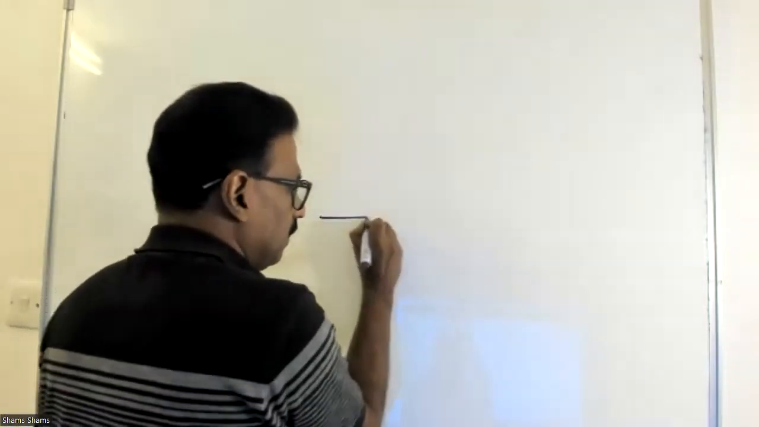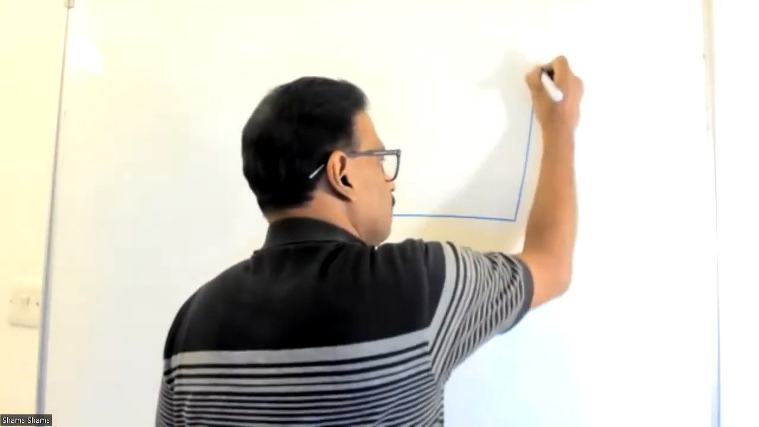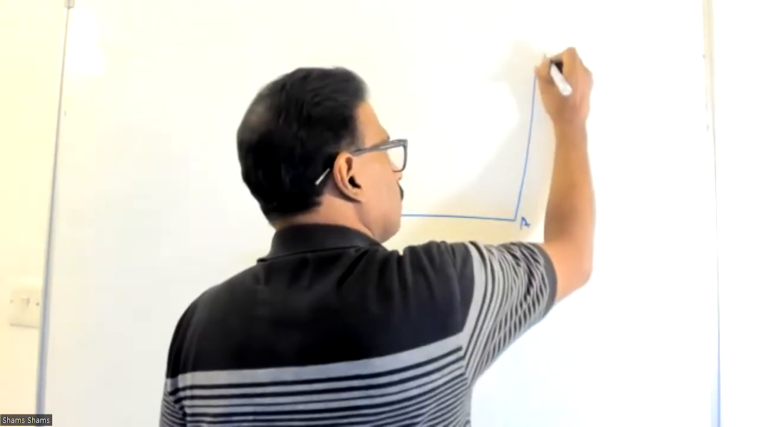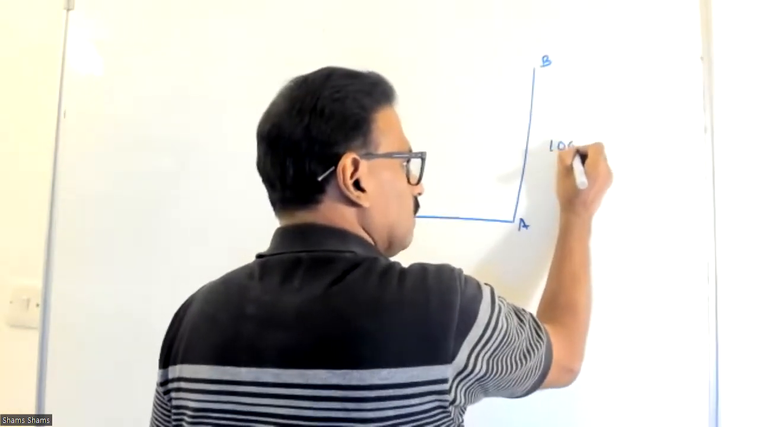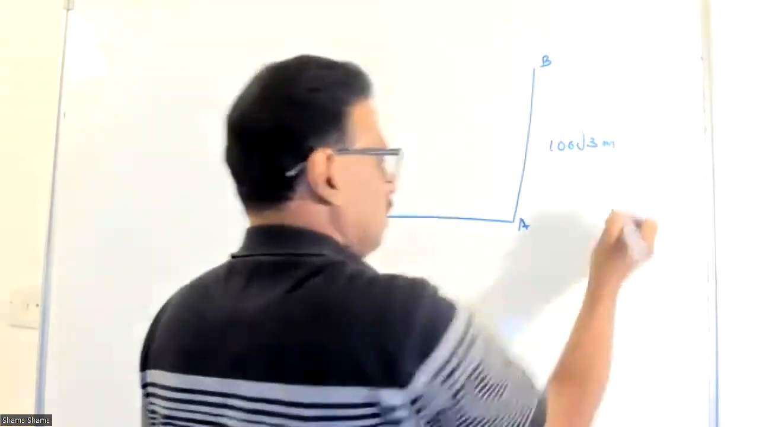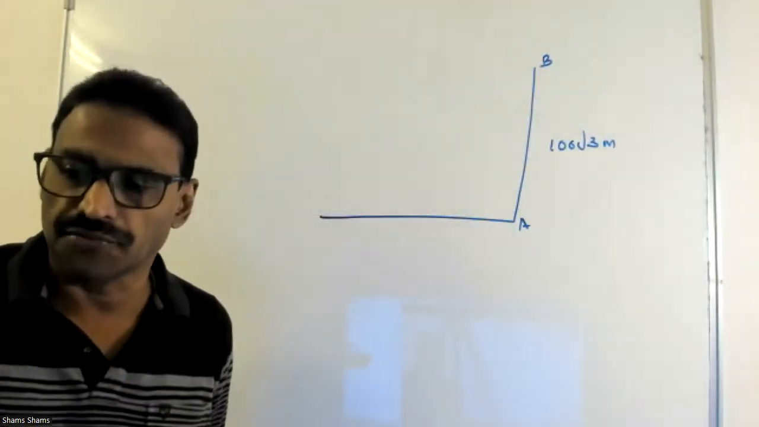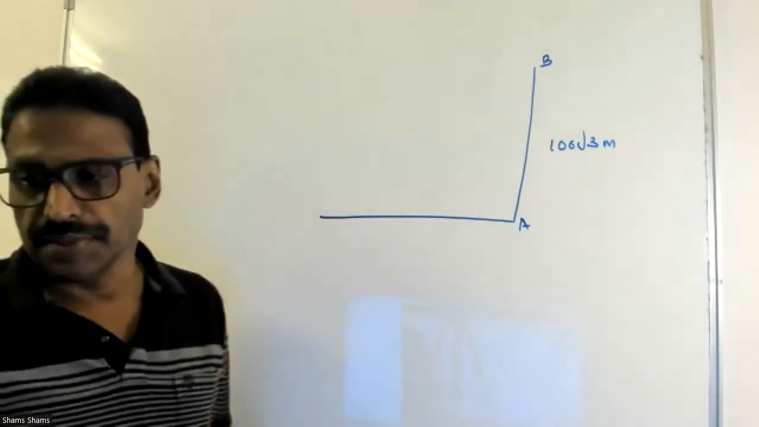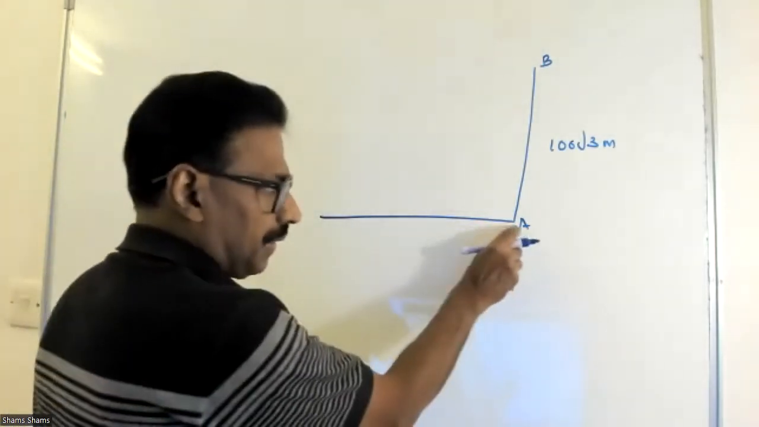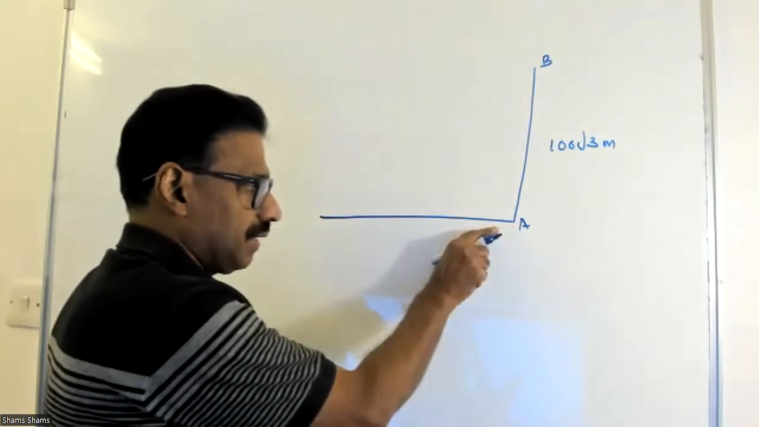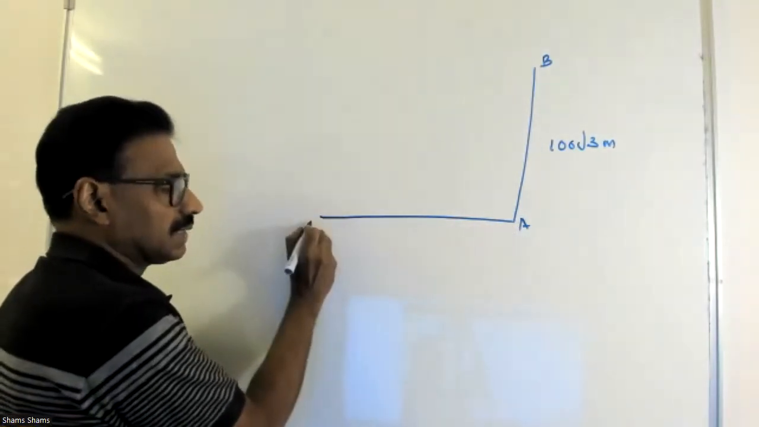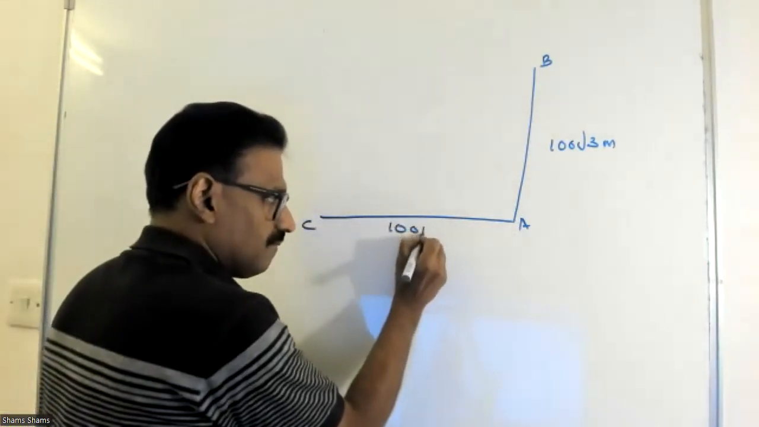Here, intro figure. This is the tower. AB is the tower. Height is 100 root 3 meter. The angle of elevation is from a point 100 meter away from its foot. 100 meter away from its foot means from here. This is the foot of the tower. Here, this is C. This is 100 meter.